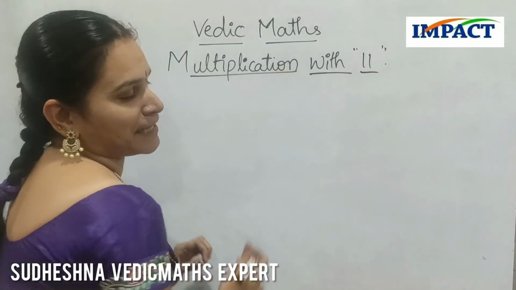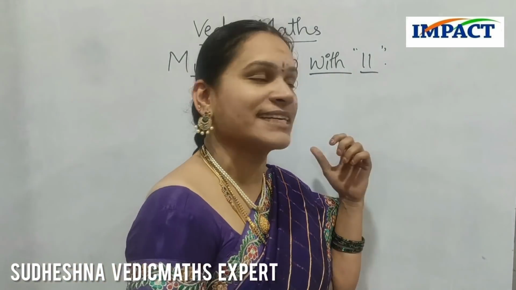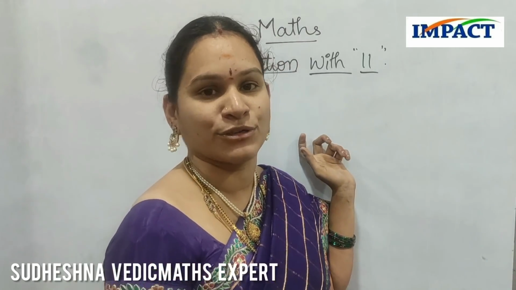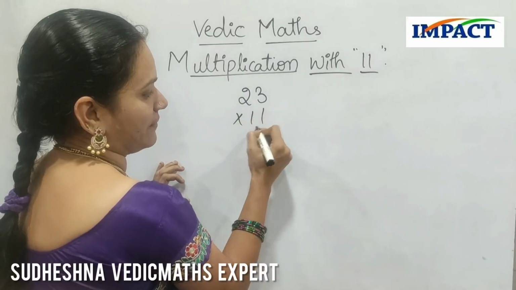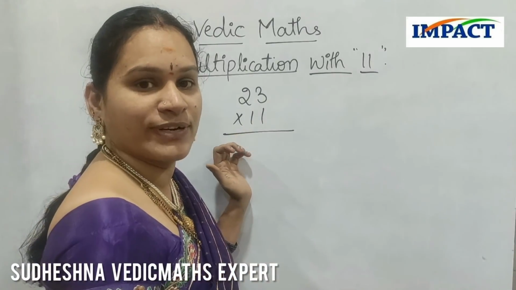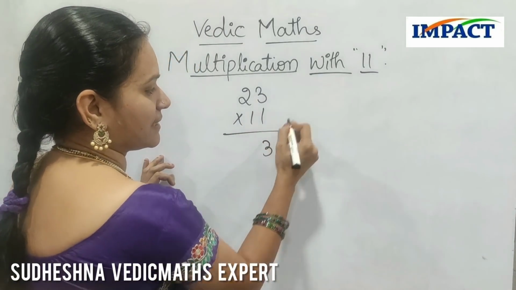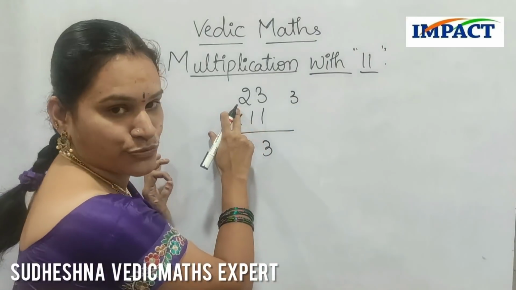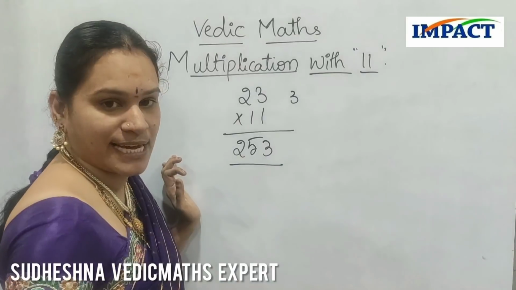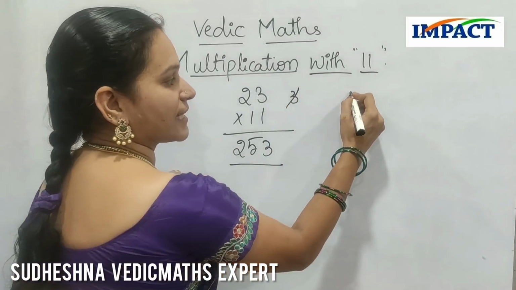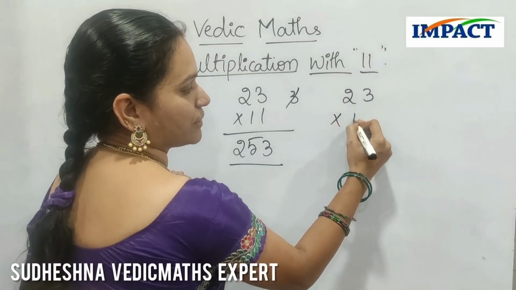You may think that multiplication, ma'am, 11 table is very easy. Why are you doing this? I will tell one simple logic for this, how to do this. Yes, the first problem I am taking is 23 into 11. Right. Generally how will we do? 11 3s are 33, 3 carry on, 11 2s are 22 plus 3, that is 25. 253 is the answer.